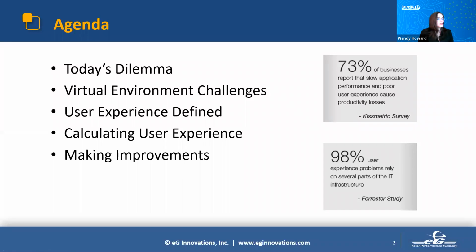This is the agenda for today. We have a dilemma. We have a lot of people working from home, working remotely, and we need to figure out how to make them, quote unquote, happy. 73% of businesses report that slow application performance and poor user experience is what caused productivity loss. So we need everybody to be able to connect in remotely and be productive. And then 98% of user experience problems rely on multiple parts of the IT infrastructure.